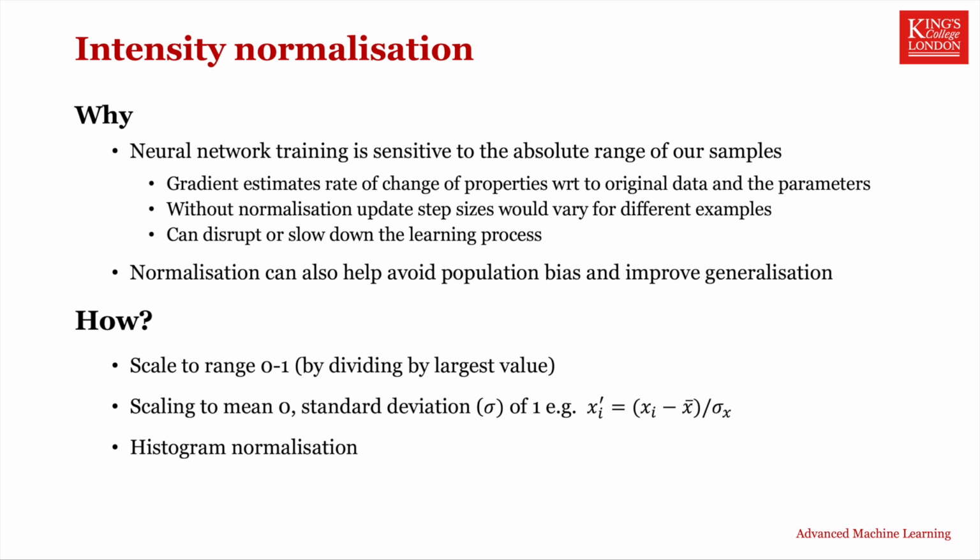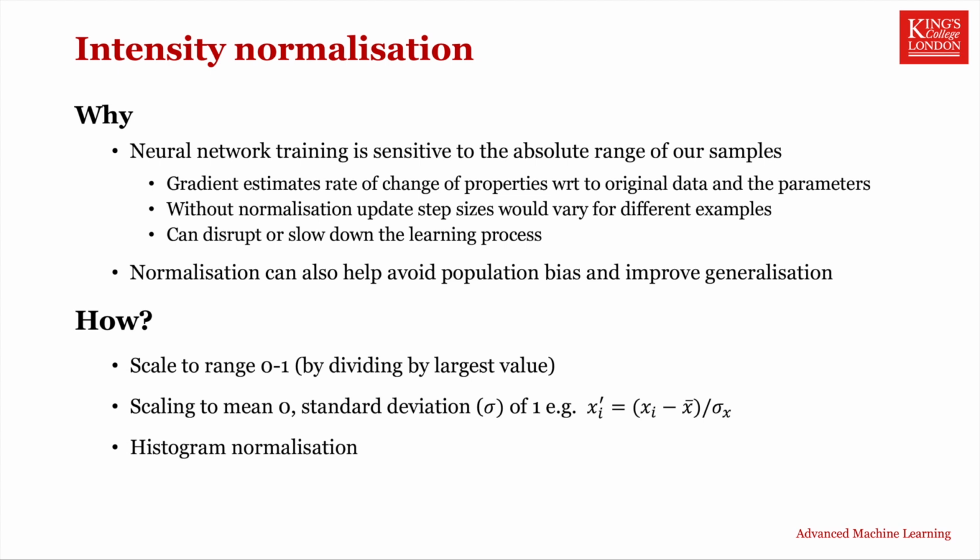At the same time, normalization can help avoid population bias and improve generalization. For example, if feature ranges are different for train and test sets, this would mean that semantically similar train and test examples would generate different results without normalization. So the standard approaches for normalization are either to scale all images into the range 0 to 1 by dividing each through by its largest intensity value, or to normalize each one to have a mean of 0 and a standard deviation of 1.